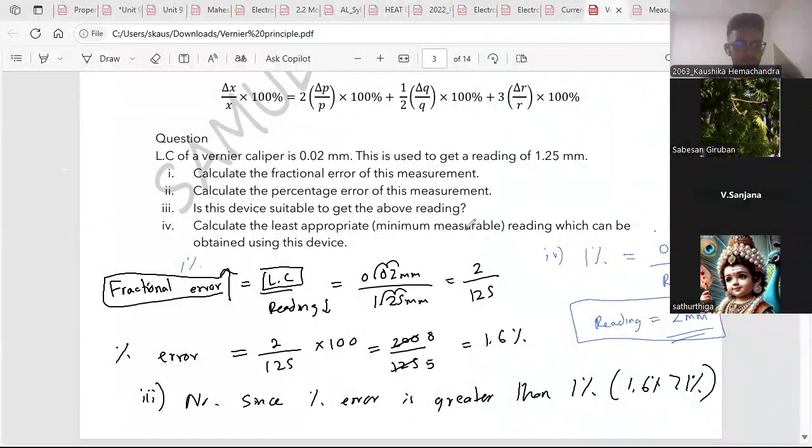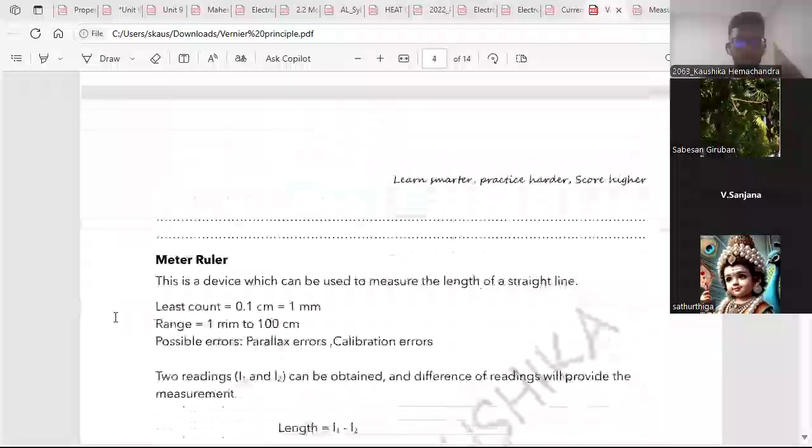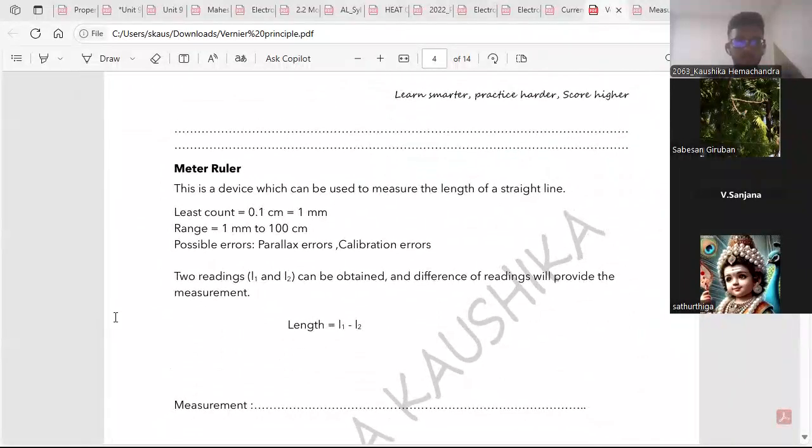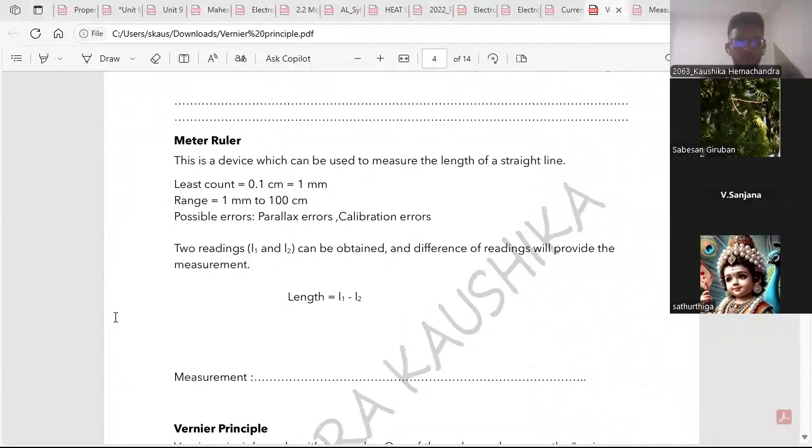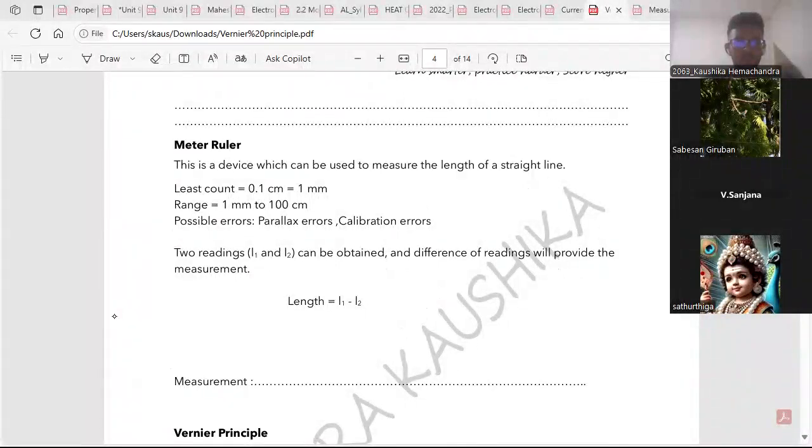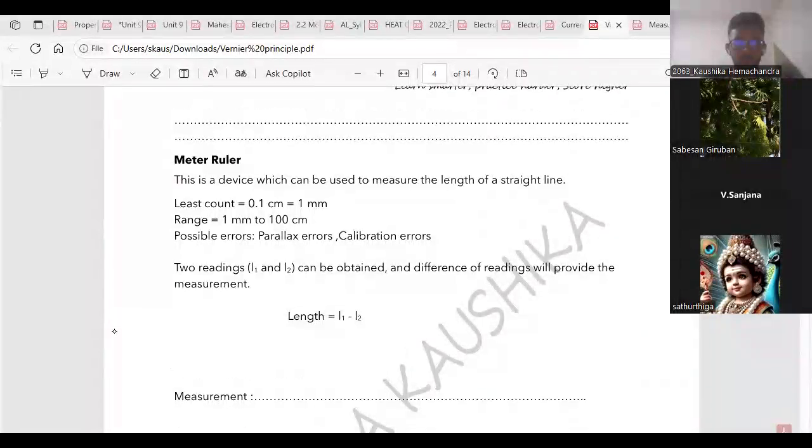Understood? Any questions on that? Right. Give me a second to get the question.